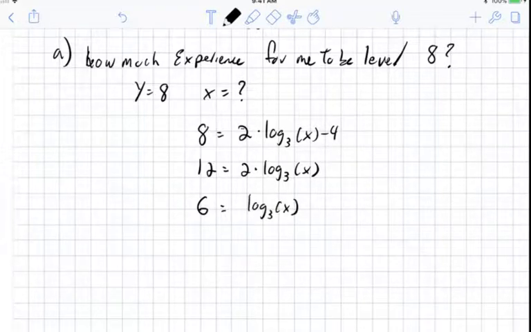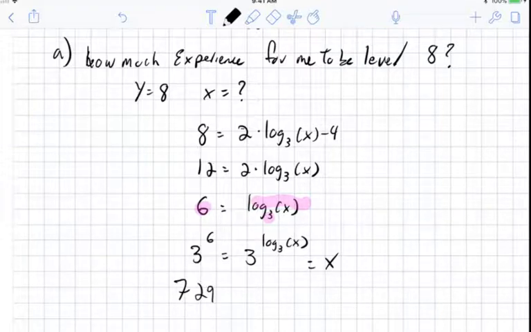Okay. Now, you're going to recognize the base of the logarithm, and you're going to put both of these numbers on top of 3. 3 to the 6 is equal to 3 to the log base 3 of x, which is x, and 3 to the 6 is 729. Yeah? Alright, so that's how to do those.